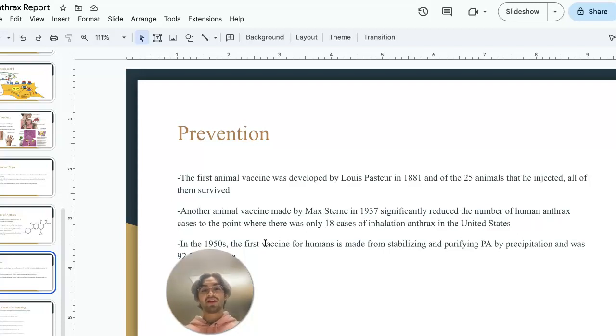And by the 1950s, the first vaccine for humans was made from stabilizing and purifying that PA subunit that binds to LF and EF by precipitation, and it was 92.5% effective.